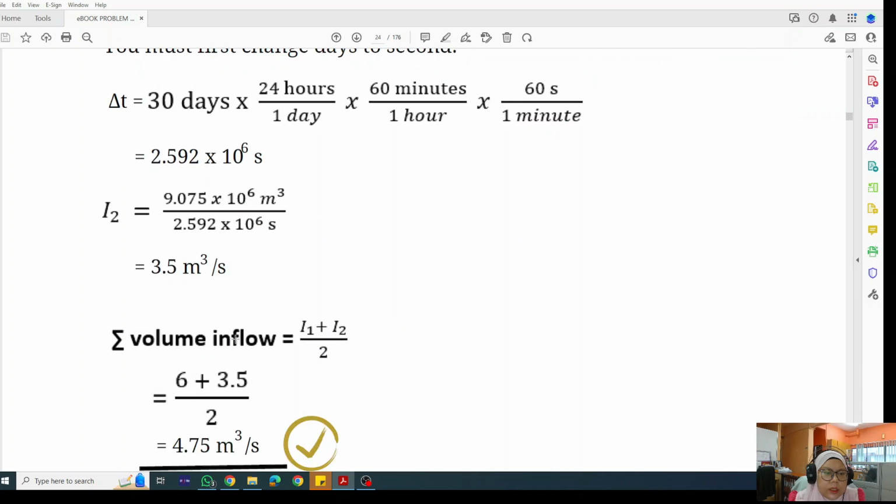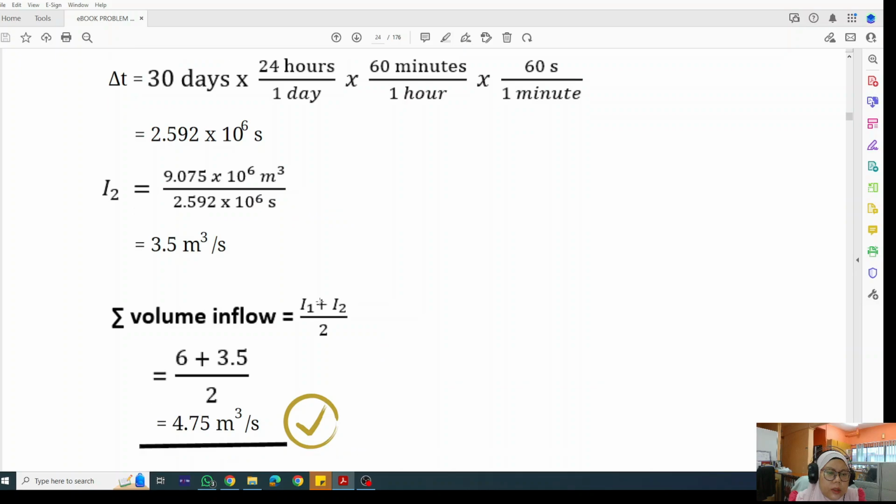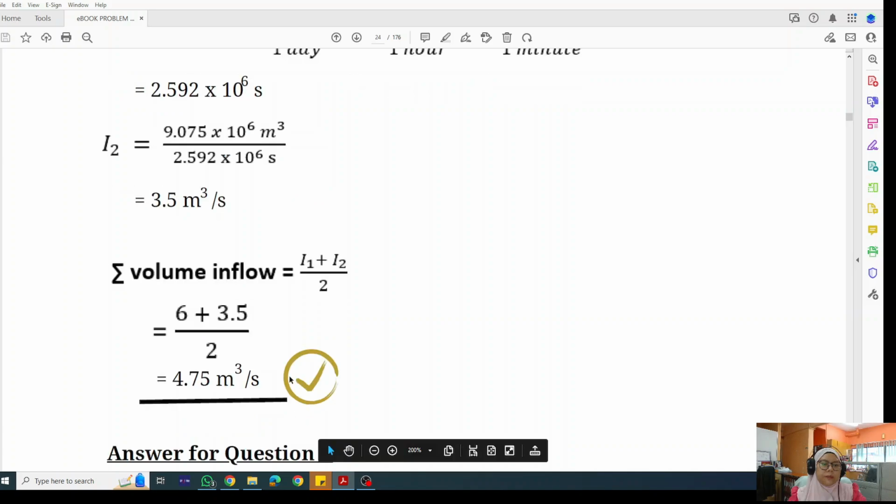So here you already have the same unit, so you can do the mathematical operation, which is plus. So I1 equals 6 plus I2 equals 3.5, divided by 2, you will get 4.75 meter cube per second. So this is the total inflow for the question.